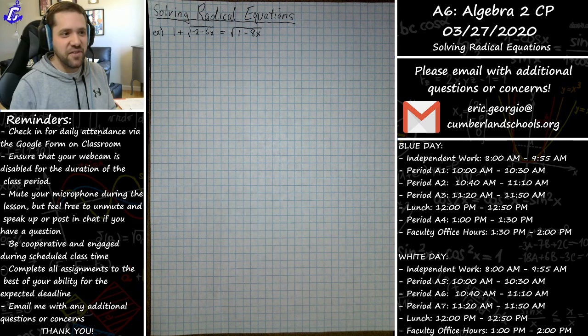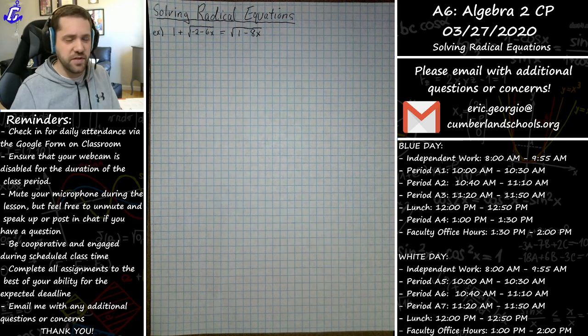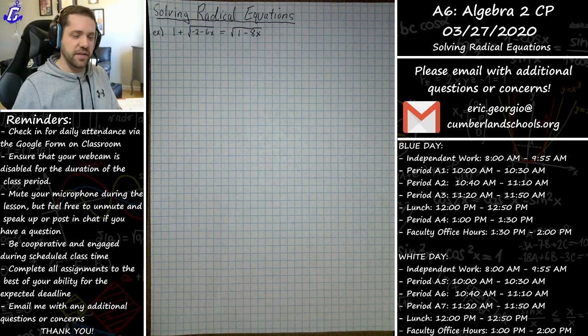Today's March 27th. This is Algebra 2 CP A6, and today what we're really going to be doing is expanding upon our ideas that we've explored on solving radical equations. We've really taken a look at so far beginner level problems and intermediate level problems. That was really the purpose of last class, to review those two things.